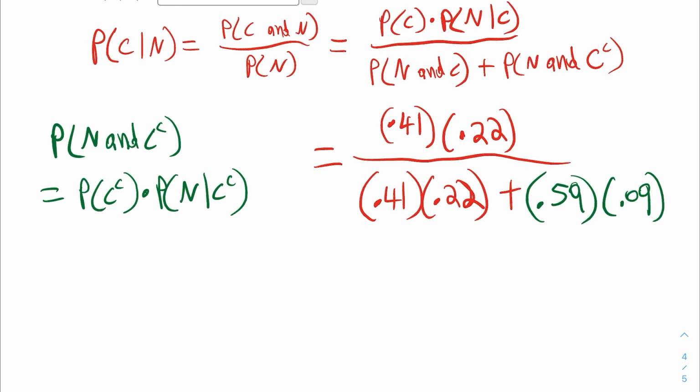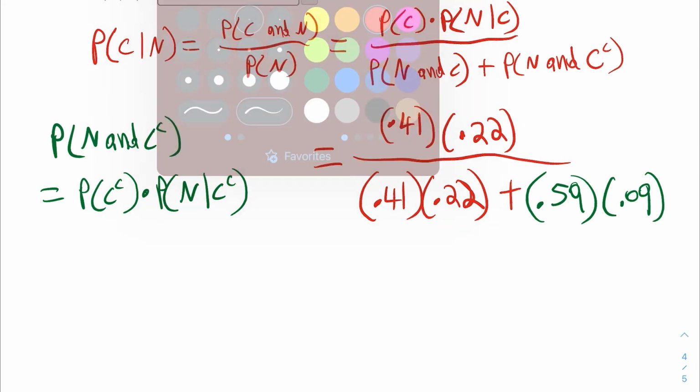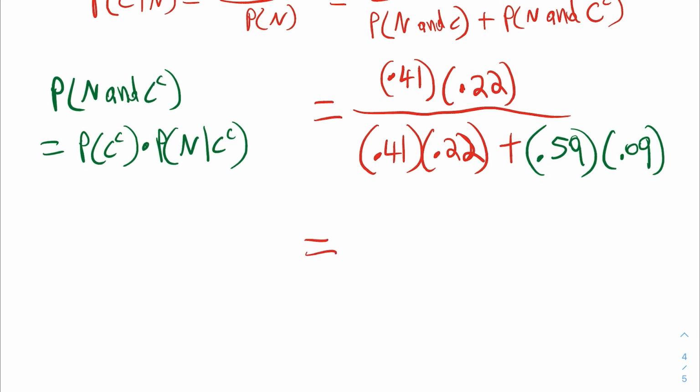So at the end of all this, we calculate these probabilities here. We do these products and everything. On top there, I will have 0.41 times 0.22, which is 0.0902. On the bottom, I'll have the same thing, 0.0902, because those were the same. But then that's going to be plus that 0.59 times that 0.09, which is 0.0531.